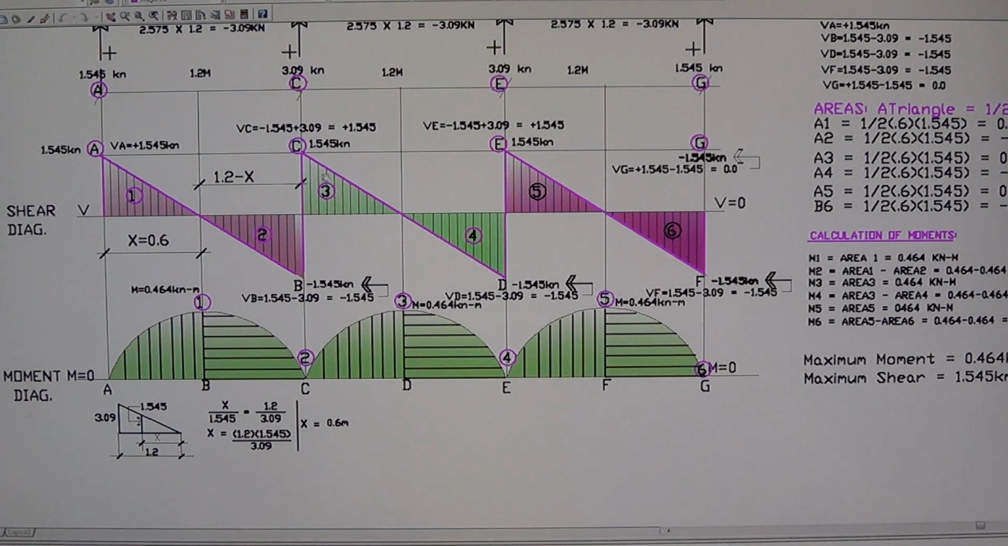Now the moment at 3 is the area of 3, which is positive, so the curve is going above. So locate that 0.464 as positive, so it's above the 0 line of the moment, right there. And then from there you draw a second degree curve. The inclined line is the first degree line, and the horizontal line is the 0 degree line. So this is the second degree line, this is the first degree line.